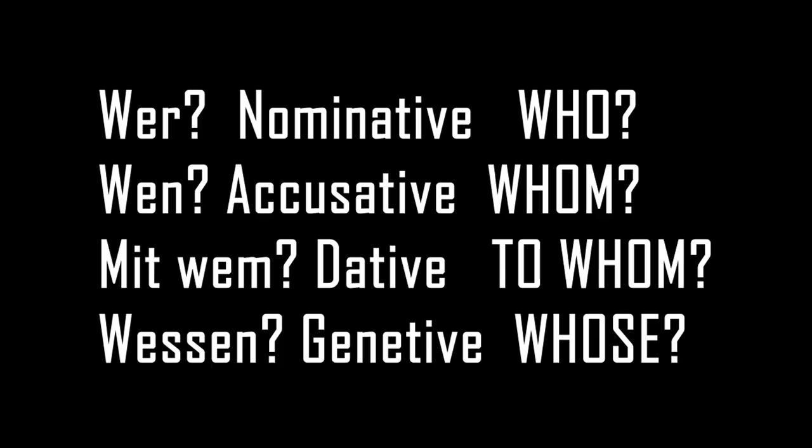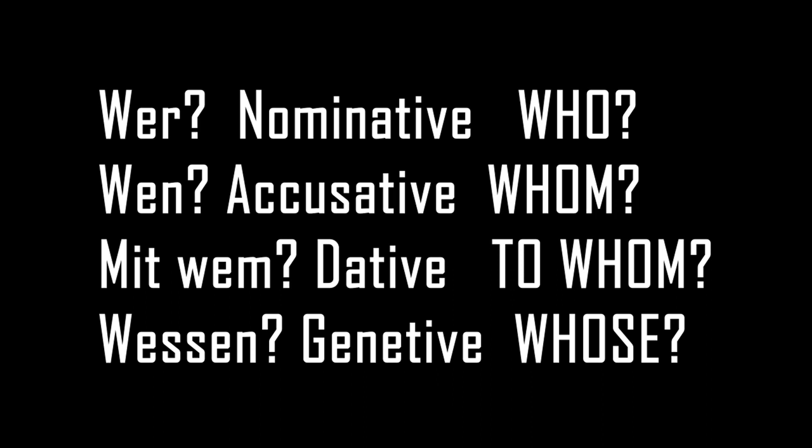So, here are some examples. Wer is nominative and it's saying who. Wen is accusative, whom. Mit wem, dative, to whom. And wessen is genitive, whose. These are questions that I've been told before to ask myself when approaching the sentences, but sometimes I find it confusing between accusative and dative, so I like to mix the sentences up a bit so I can solve it like a puzzle. But you'll see as we go into it.